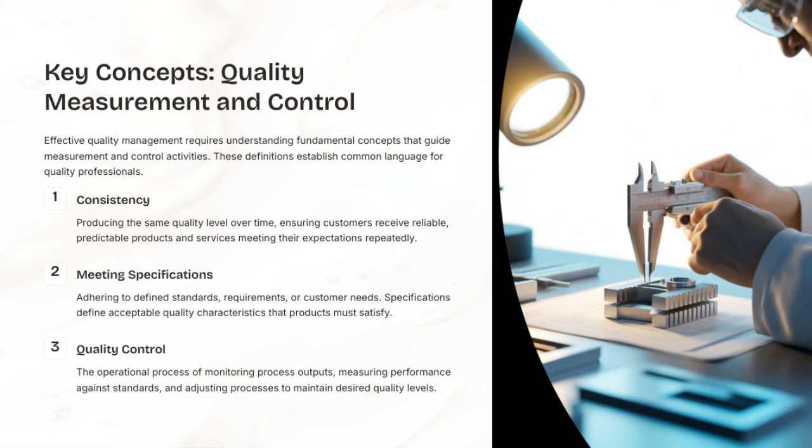Essentially, it starts with monitoring process outputs to ensure everything is functioning as expected. Then, we measure performance against established standards to see if we're meeting our goals. If there's any gap, we make necessary adjustments to the processes to keep the product or service at the desired quality level. This cycle is at the heart of quality control, which is all about adhering to defined standards, requirements, or customer needs.